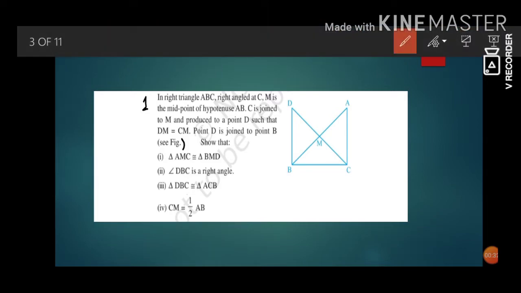The first question: in a right angle triangle ABC, right angled at C, M is the midpoint of AB. From the diagram we can see that at C we have 90 degrees. M is the midpoint of the hypotenuse AB, so AM and BM are equal. C is joined to M and produced to a point D such that CM is equal to DM. The point D is joined to B, see in the figure, and there are 4 subparts that we have to prove. So let us go with the proof.